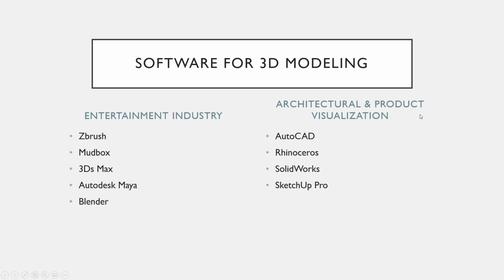So, here in architectural and product visualization, we have these four, which is the AutoCAD, Rhinoceros, SolidWorks, and SketchUp Pro. These are among popular software packages mostly used in the architecture and product visualization industries. These softwares do not provide a specific feature list provided by software packages used in the entertainment industry, but they are very accurate when it comes to product modeling using parametric solid modeling techniques.